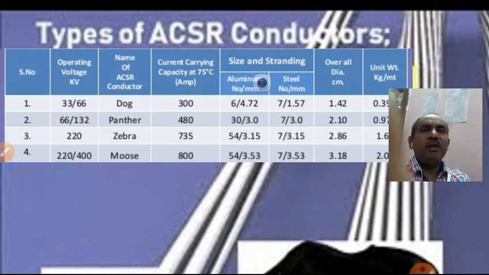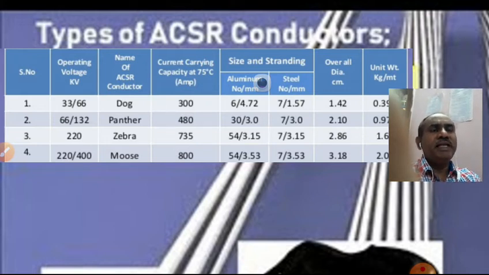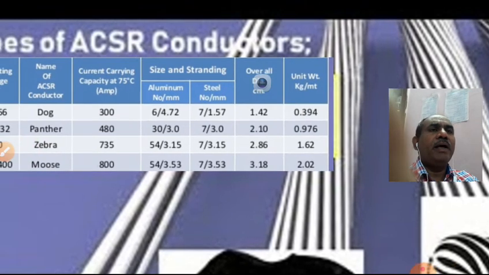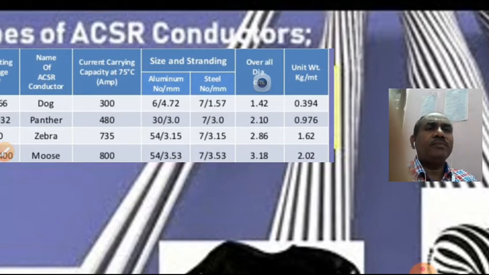For example, in case of 33/66 kV, one conductor may be a dog conductor. It can carry 300 amperes and it has 6 conductors, and for each conductor the value is 4.72 mm, whereas the steel rods have 7 conductors of 1.57 mm, and overall diameter of 1.42 centimeters nearly, and total weight in kg per meter is equal to 0.394. So 0.394, that is the value.